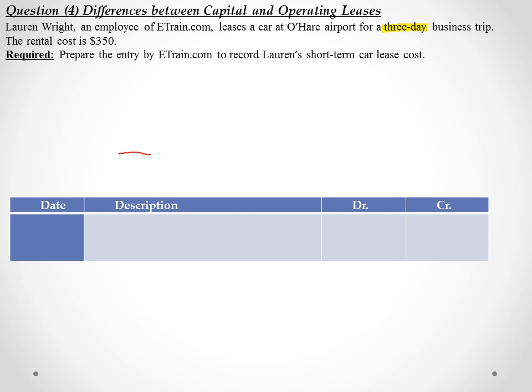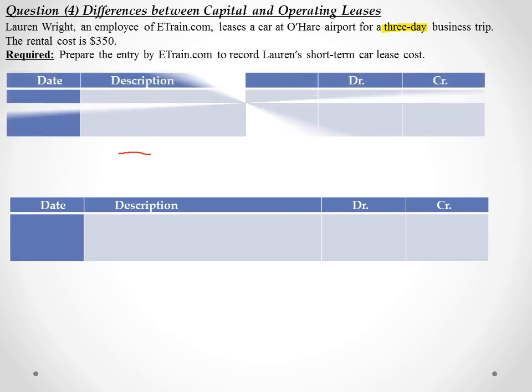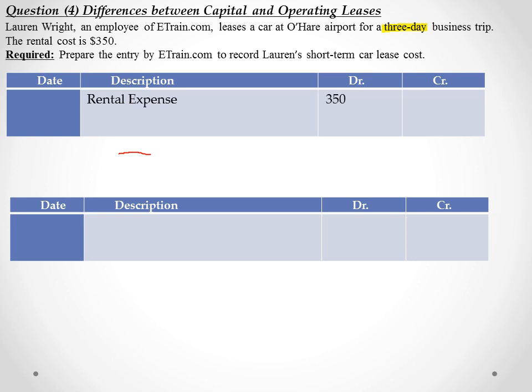So the first thing that you need to look at is the period. Since it is 3 days, this means that this is short term, so we classify it as an operating lease. And he will have to pay $350. You need to prepare the journal entry by eTrain.com, which represents the lessee, to record Lauren's short-term car lease cost.